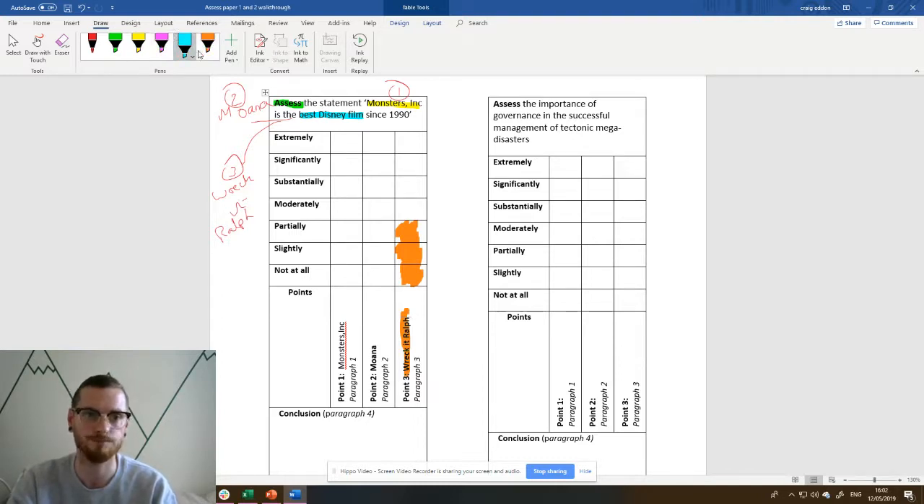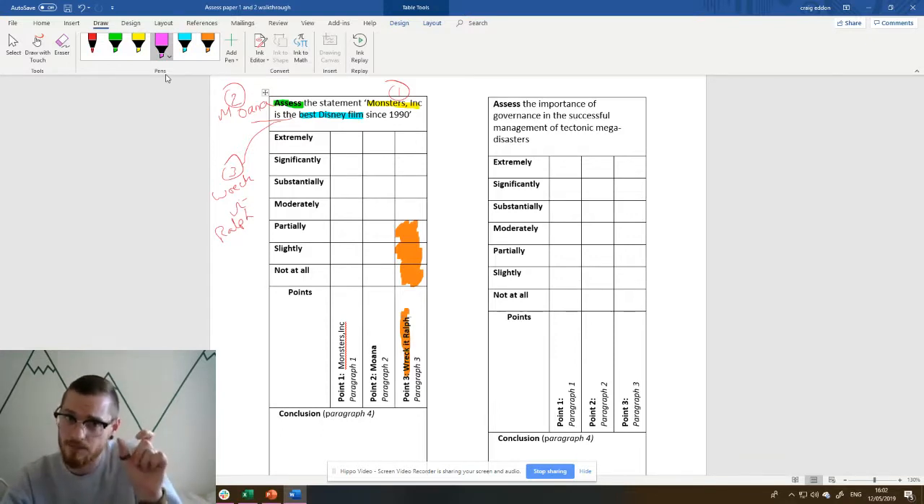All right, Moana. I'm going to go with purple here. So I'm asking myself, I'm weighing up in my P's, the S of P's, how important, okay, how far do I agree that Moana is the best Disney film? Now, I like Moana, and I think a lot of people like Moana. I think people like Moana more than Wreck-It Ralph. I'm going to go with moderately, okay?